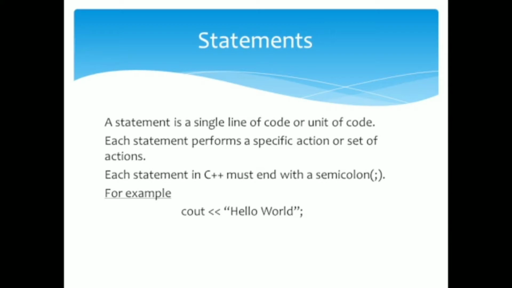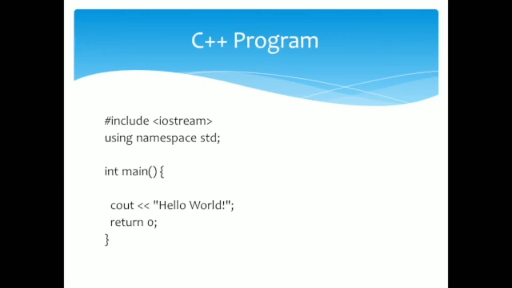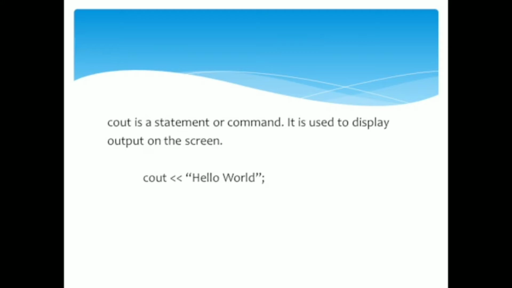For example, it is a statement in C++. The cout is a statement or command. It is used to display output on the screen. If you want to execute this statement, we need some other lines of code.